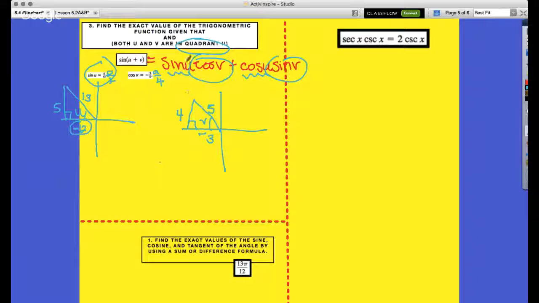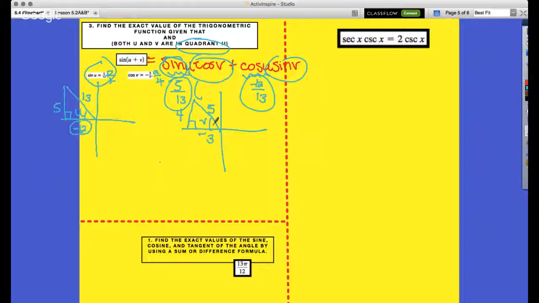Now I know not only sine of u, that I can plug in for this whole thing. I'll literally put in 5/13 here. But I can also find cosine of u by doing adjacent over hypotenuse. So cosine of u would be negative 12/13 that I would plug in here, right? And I would do the same thing for the other side. So I have sine of u is 5/13.